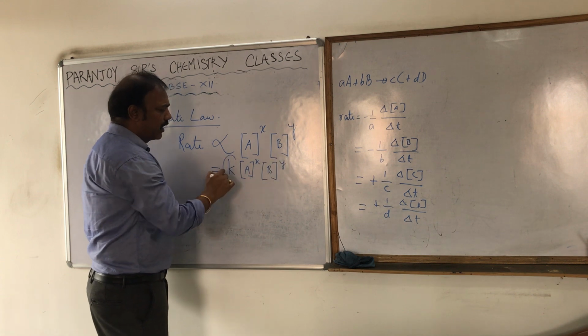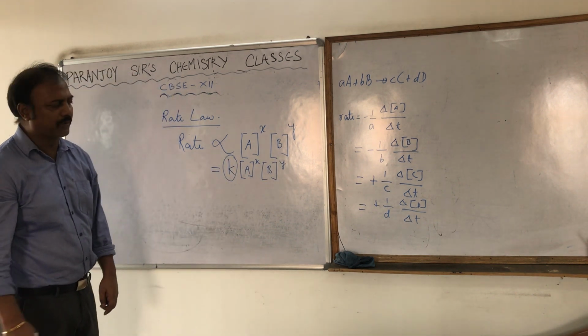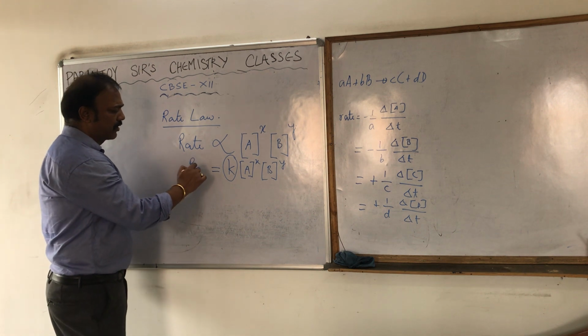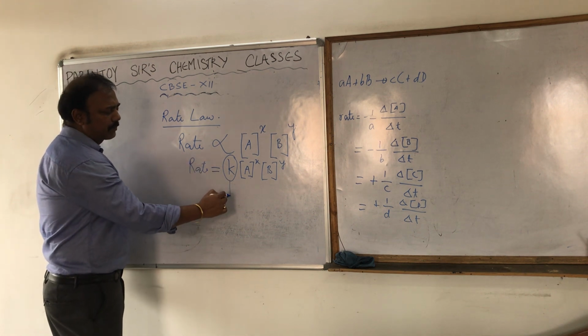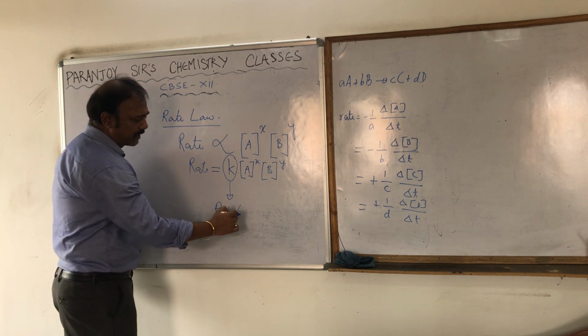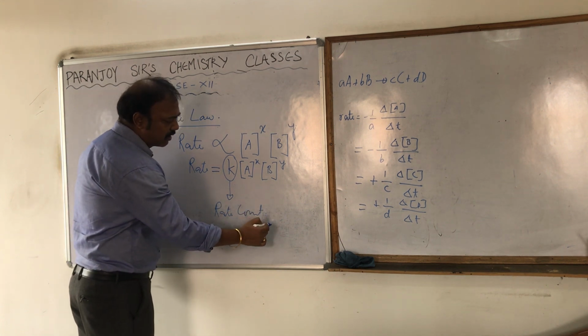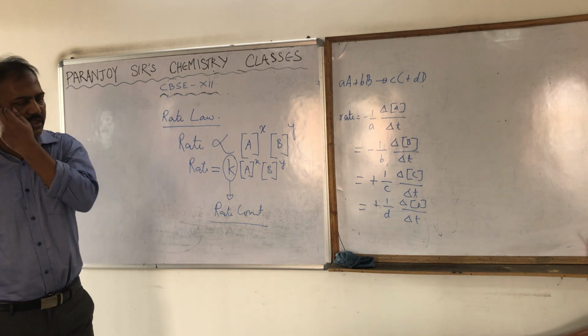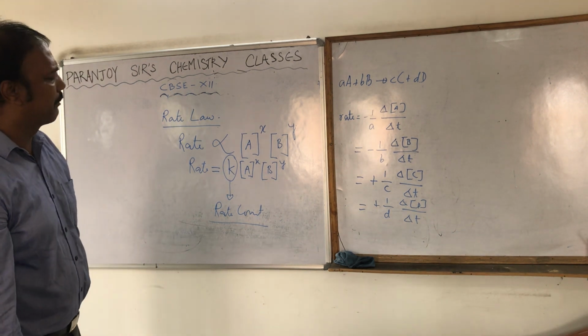Where this proportionality constant in the rate expression, this expression is called the rate expression. In the rate expression, this proportionality constant is known as the rate constant. I'm just introducing these terms. Tomorrow we are going to deal with these terms. As I told, the basic things.